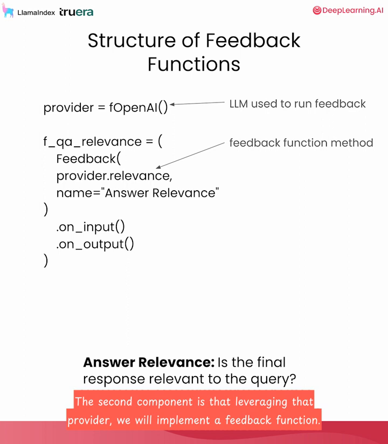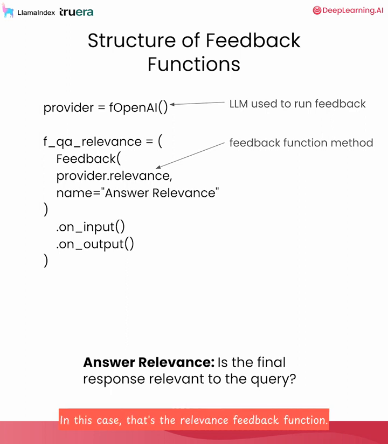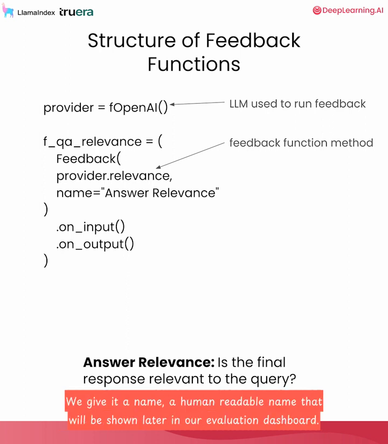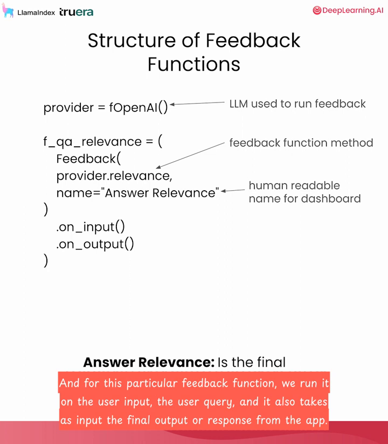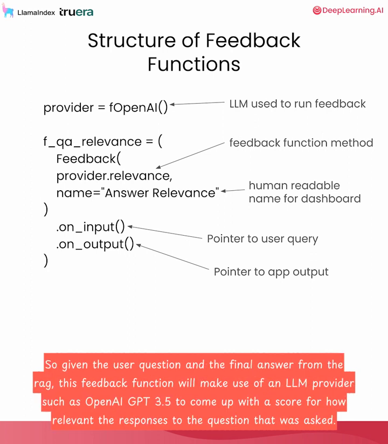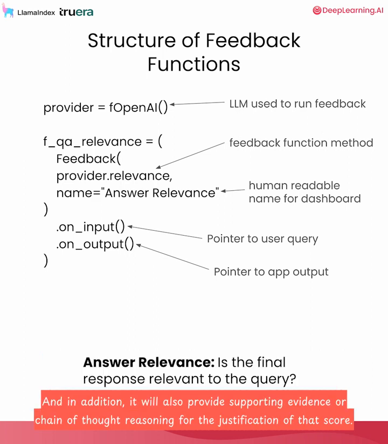The second component is that leveraging that provider, we will implement a feedback function. In this case, that's the relevance feedback function. We give it a name, a human readable name that'll be shown later in our evaluation dashboard. And for this particular feedback function, we run it on the user input, the user query, and it also takes as input the final output or response from the app. So given the user question and the final answer from the RAG, this feedback function will make use of an LLM provider such as OpenAI GPT 3.5 to come up with a score for how relevant the response is to the question that was asked. And in addition, it'll also provide supporting evidence or chain of thought reasoning for the justification of that score.